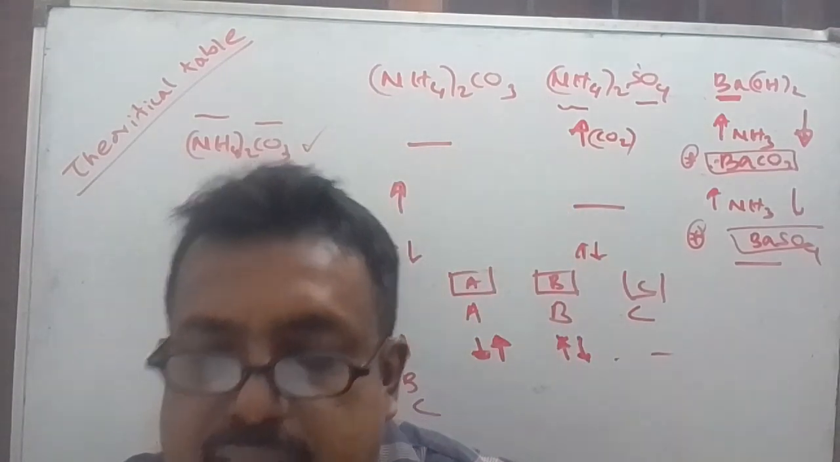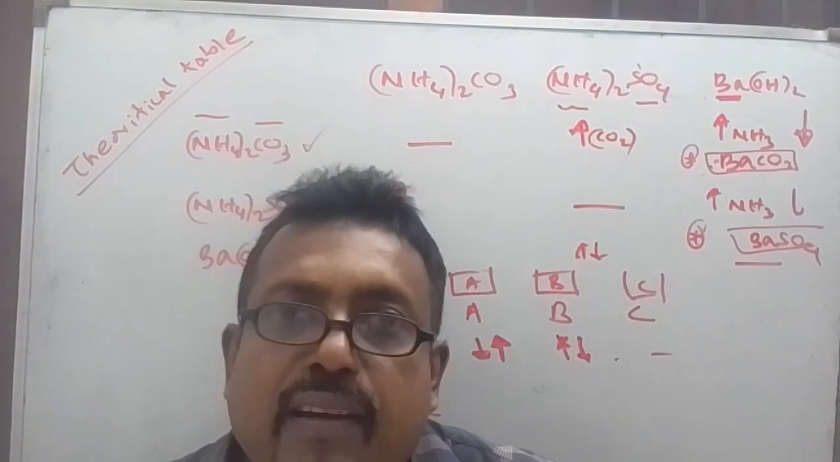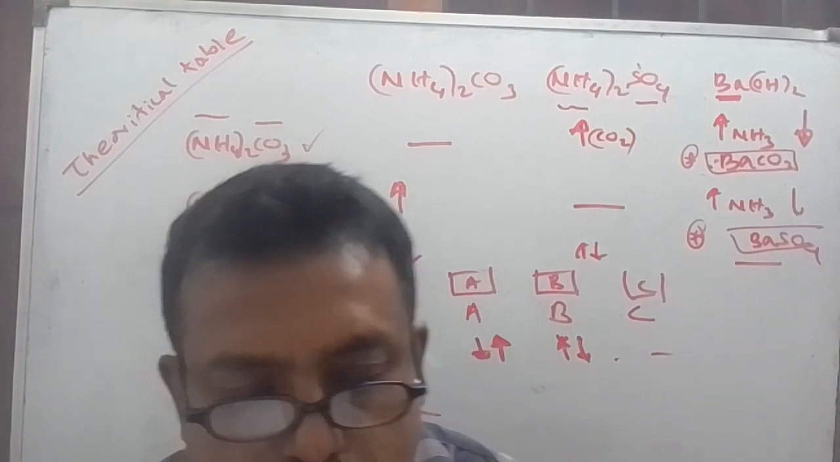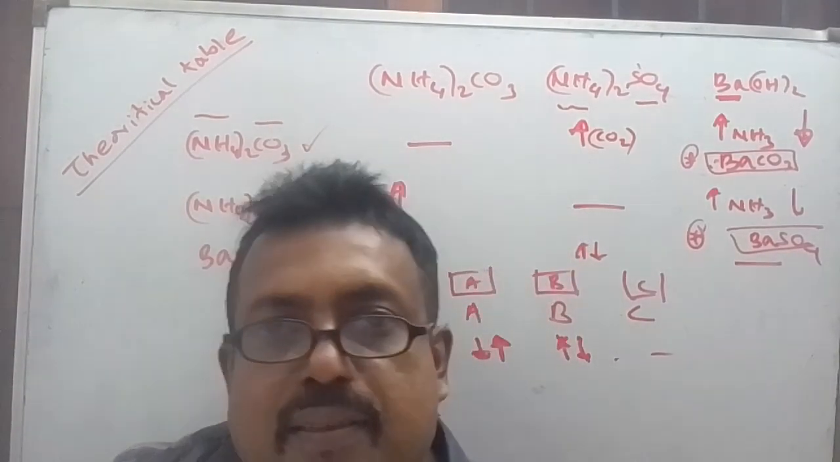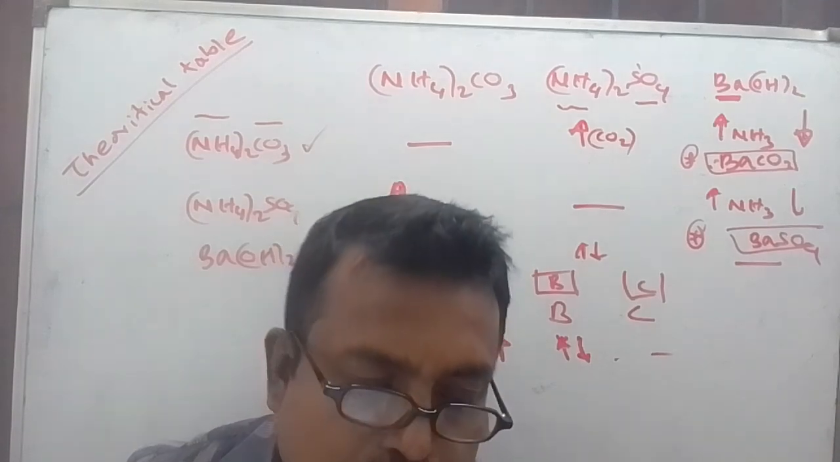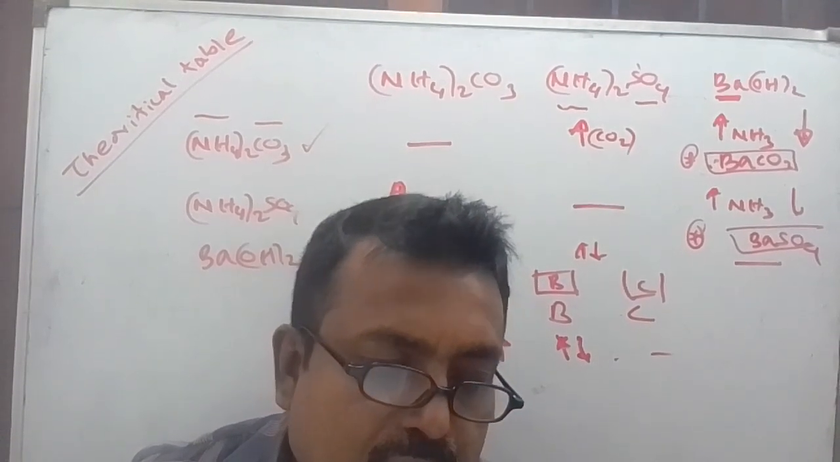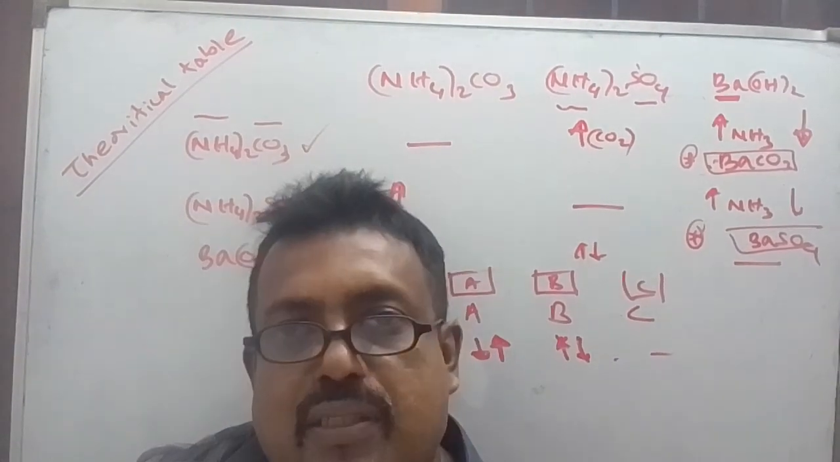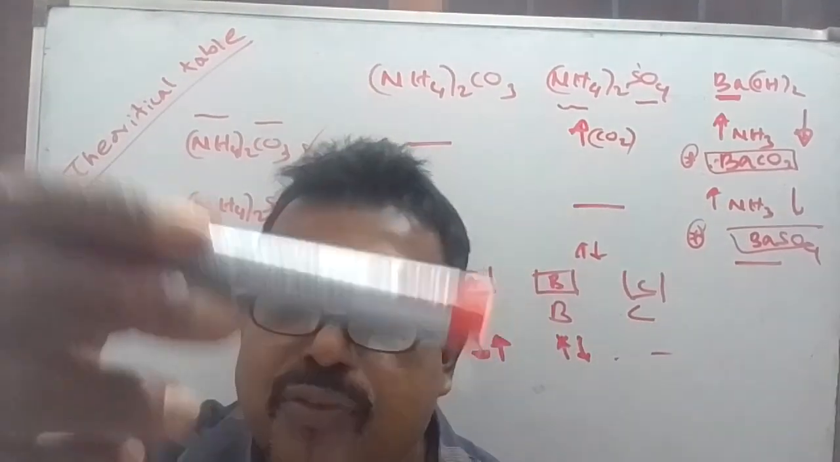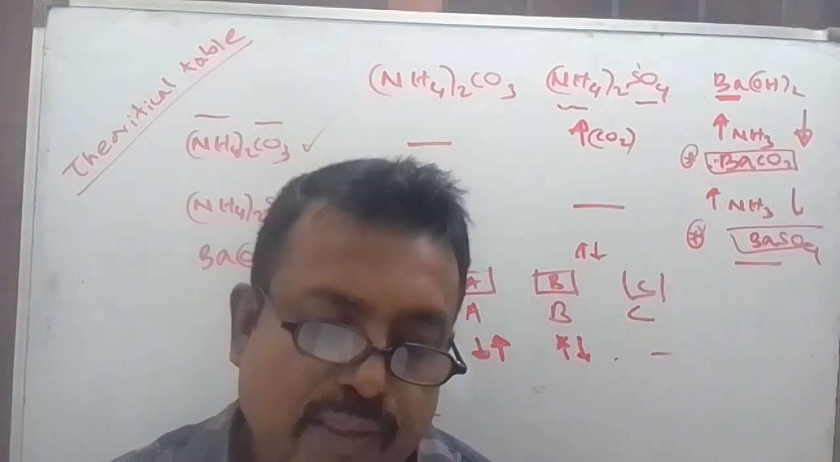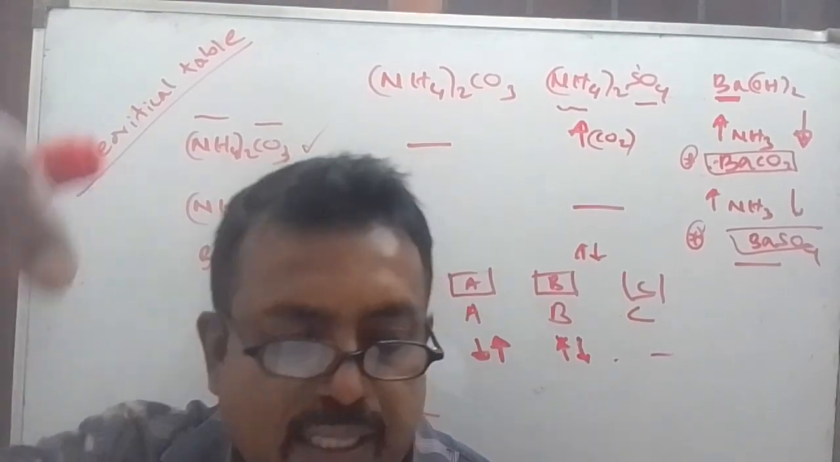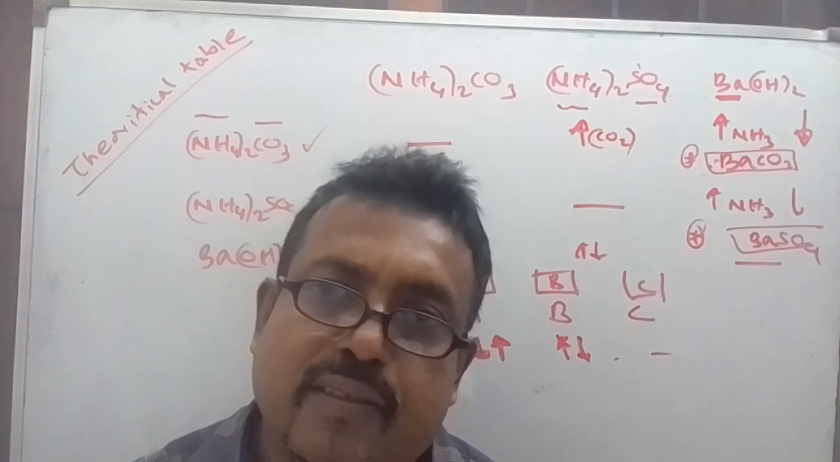KOH, sodium chloride, acetic acid. Using red litmus. It is very easy. First, dip the red litmus paper in each of these solutions.